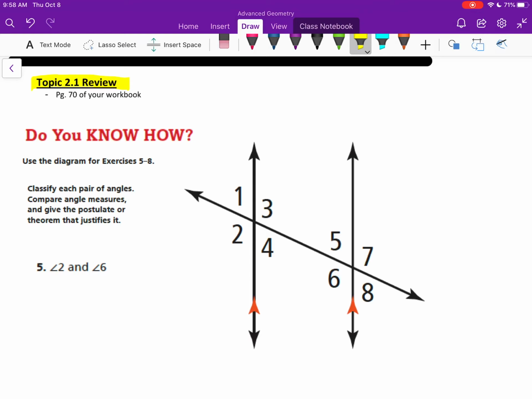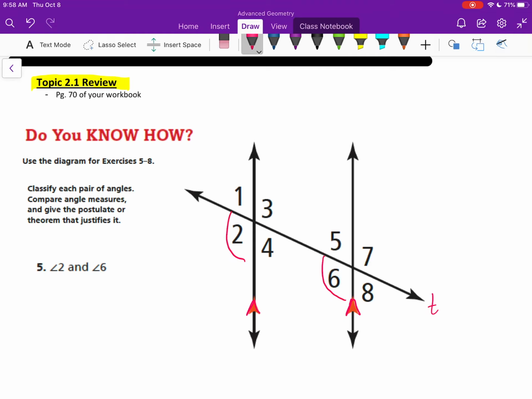We're going to look at the Do You Know How section, and we're going to start at number 5. This section gives us two parallel lines. We know that they're parallel from these little arrows here, and they are cut by a transversal. We want to classify how these angles are related, talk about their measures, and then give the postulate or the theorem that justifies this. So right now we're going to look at angle 2 and angle 6.